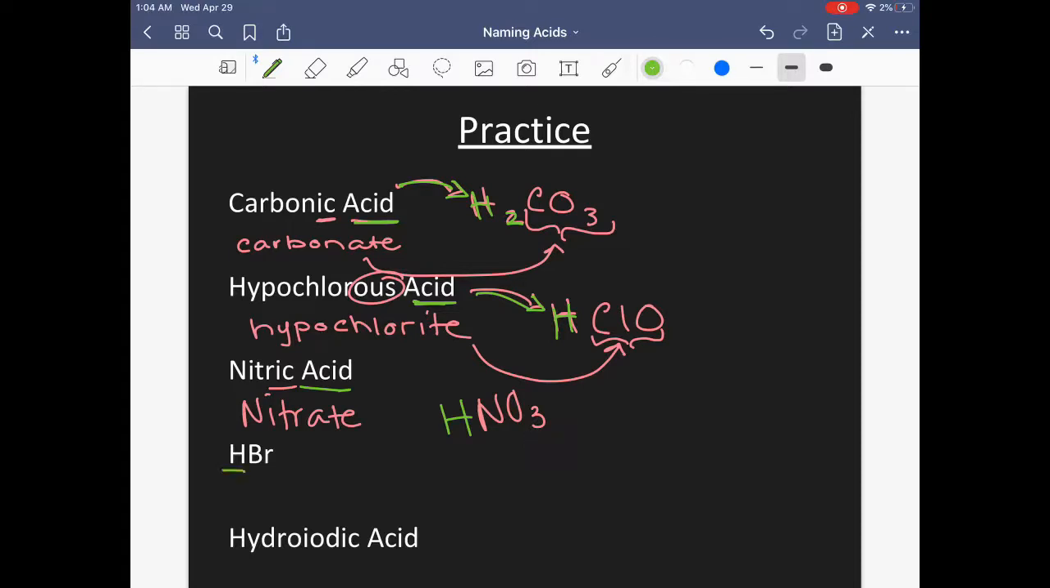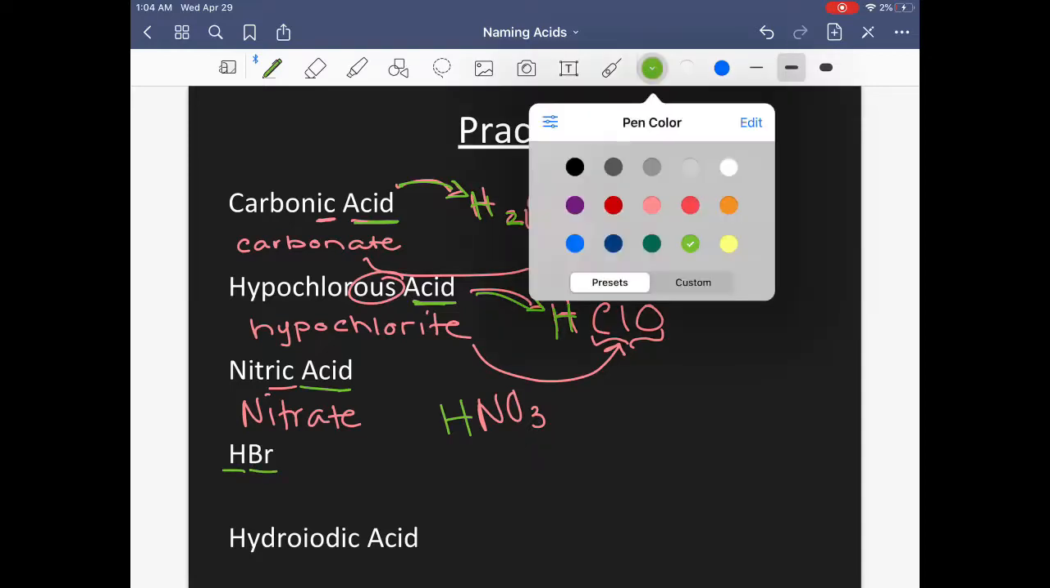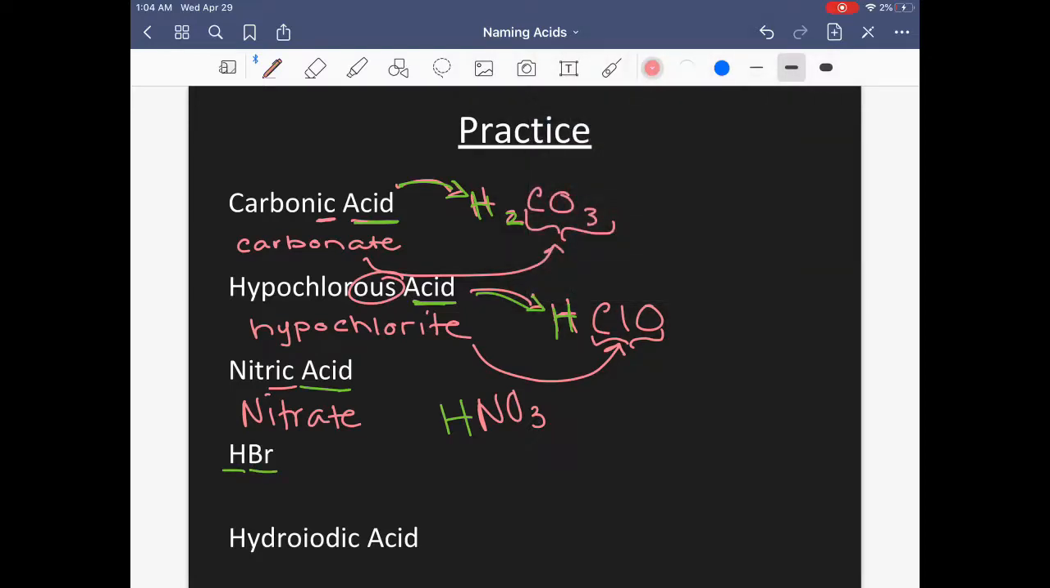Moving on to the next example, that's going formula to name again. So I see only 2 different elements, H and Br. That lets me know that this is a binary acid. So I have hydro, and then the first syllable, brom, and then the suffix -ic, acid. All right, hydro, and then the first syllable, brom, and then -ic: hydrobromic acid. So those are your binary acids.